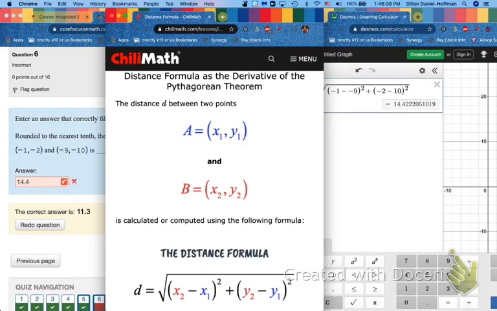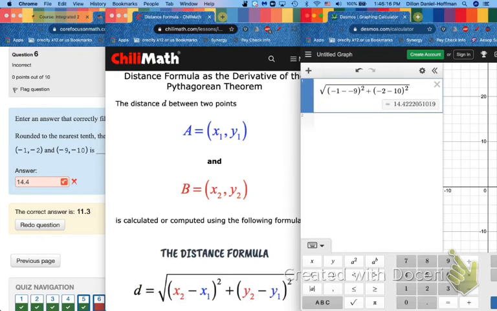Oh! I have my first mistake in many a lesson. Let's figure out what went wrong, shall we? Negative 1 and negative 9. Negative 1 minus negative 9. That looks correct. Squared plus negative 2 minus... Oh, I didn't put the negative 10. I put positive 10. And sure enough, if I had, I'd get that 11.3 they wanted.